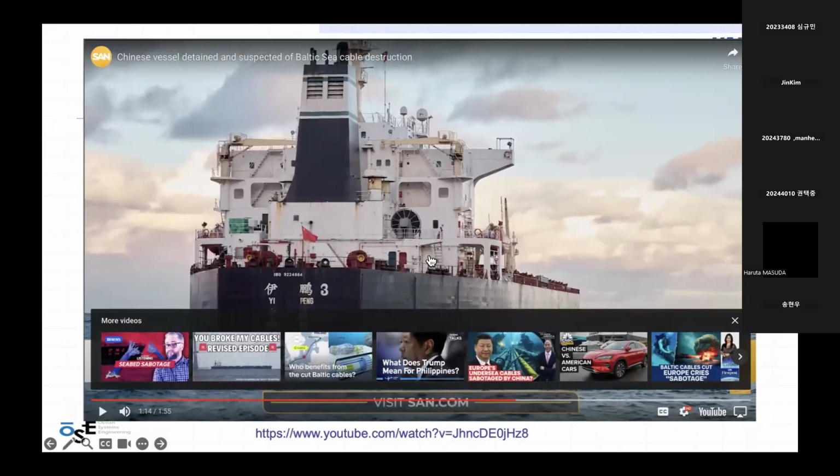Basically, a cargo vessel damaged the European underwater cables. I heard that they used their anchors, and they kept their anchors down when they cruised. So that's how they damaged them.